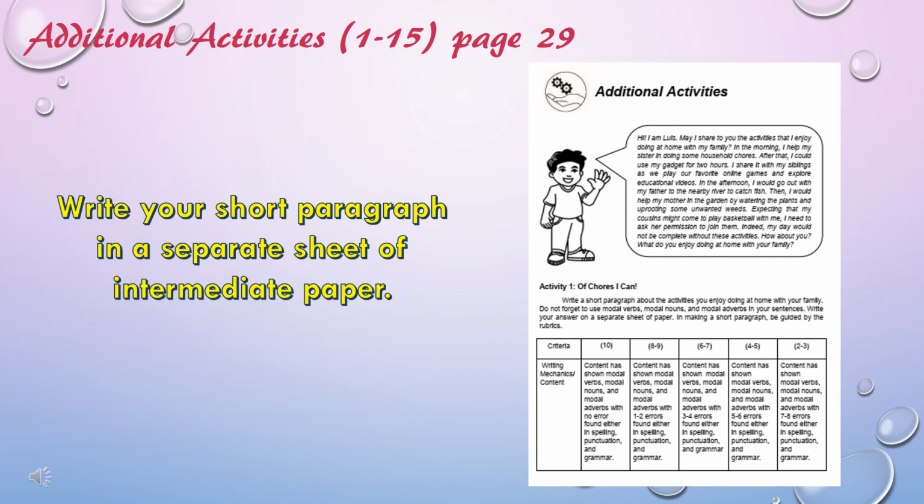For your additional activities found on page 29, you will write it in a separate sheet of intermediate paper. What you will do is you will write a short paragraph. So if you see on that page, there is the part that says hi, I am Luis, etc. So here, you're going to write a short paragraph about the activities you enjoy doing at home with your family.